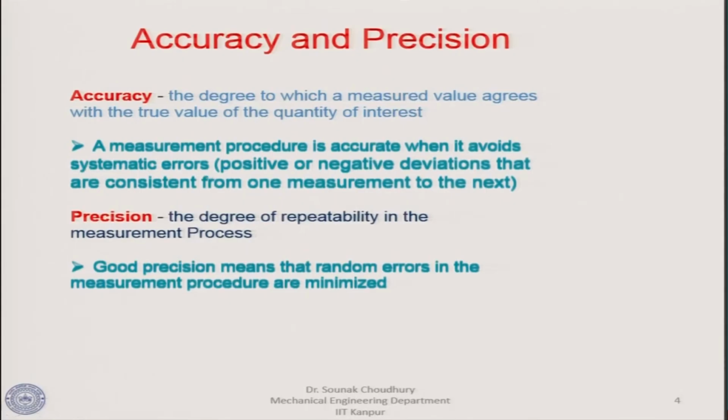If there is a systematic error, then of course, it is not accurate. Positive or negative deviations that are consistent from one measurement to the next. Either it can be one deviation or another, but it will be consistent. Now, the precision is the degree of repeatability in the measurement process, how well it is being repeated. Good precision means that random errors in the measurement procedure are minimized.